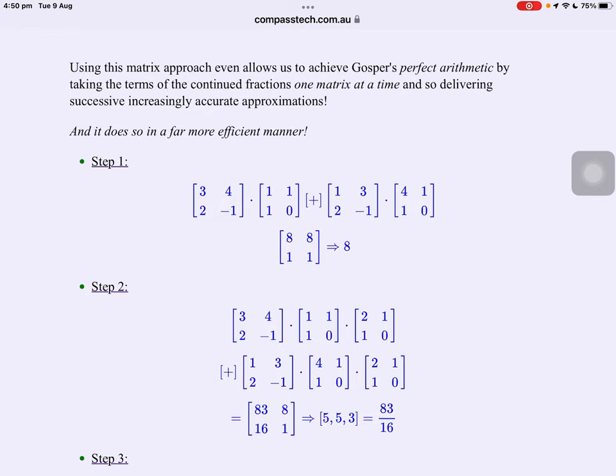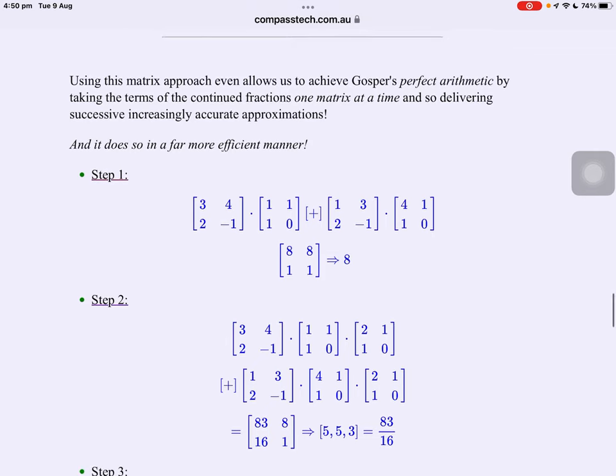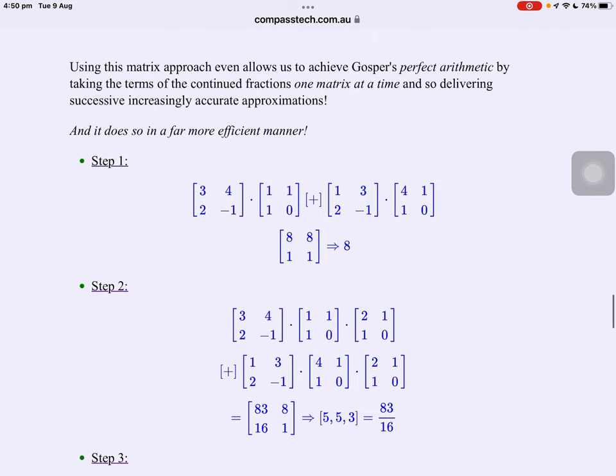Now, using this matrix approach, it allows us to achieve what I believe is the intention of Gosper's process, perfect arithmetic, increasingly accurate. We're converging to a result through successive approximations. It takes the terms of the continued fraction one matrix at a time, but it does so in a far more efficient manner, because unlike Gosper's process, this only takes as long as the number of terms in your continued fraction. So in this case, where we have three terms in each continued fraction, we will arrive at our result in only three steps.